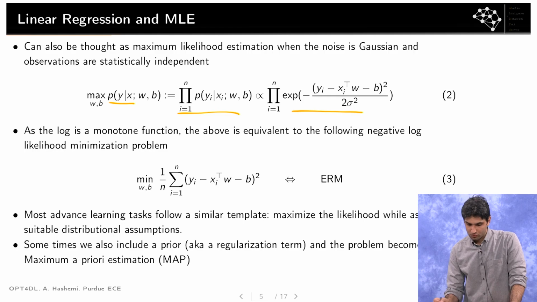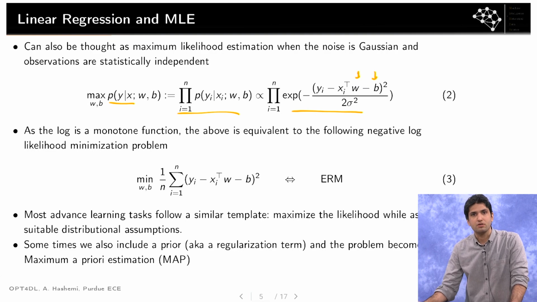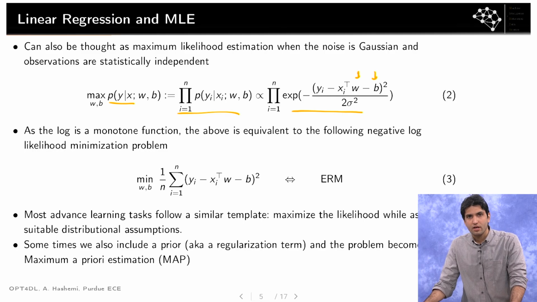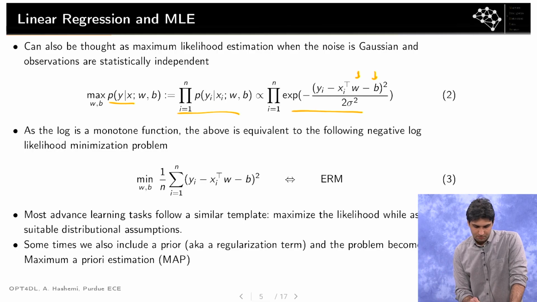That means that we want to find the parameters of this distribution, W and B, such that the likelihood is maximized. And sigma here, you can just treat it as a constant which denotes the noise power. Okay, so for instance, it can be equal to 1. Now, we want to turn this into a minimization problem.